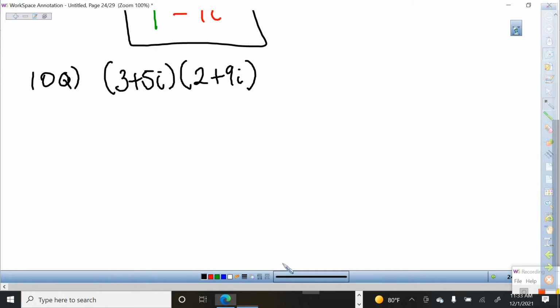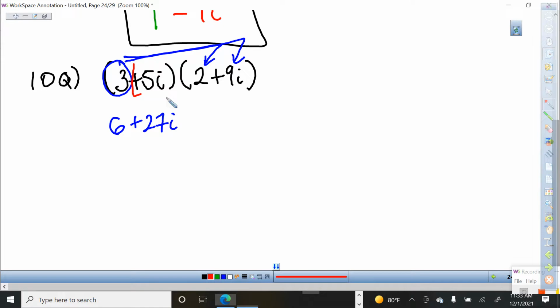What are they implying here? Multiplication. Question, how many methods do we know how to multiply? 3. We know area model, distributive property, or vertically. Which method do you want to use? Distributive, okay, so let's start with 3 and distribute the 3 to the other terms. Times 2 and times 9i. So 3 times 2 is 6. 3 times 9i is positive 27i.